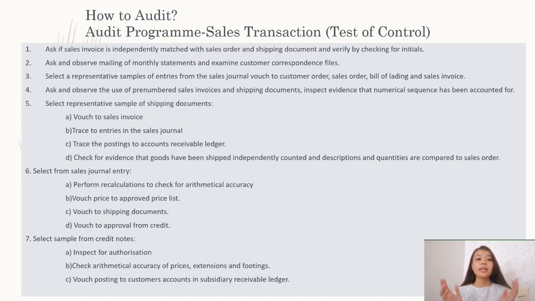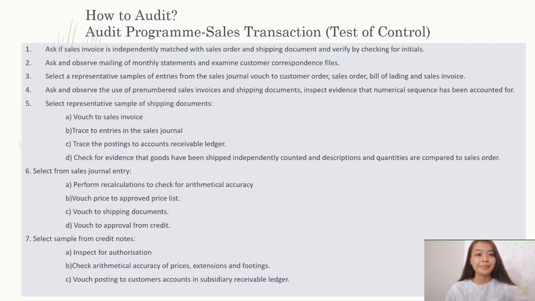The sixth one is to select from sales journal entry. Perform recalculation to check the arithmetic accuracy, match price to approved price list, match to shipping document, match to approval from credit, and the last one is select sample from the credit note. Okay, the first one is to inspect authorization. The second one is to check arithmetical accuracy of price, extension, and footings. The third one is to match posting to customer account, its subsidiary receivable ledger.